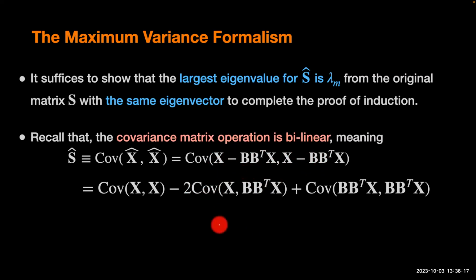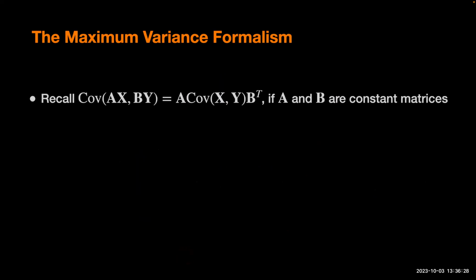So let's simplify these things a little bit. First term we already know. This is just S. Let's talk about the last term, right? Let's start with the hard one first. So the last term here, we use another fact that because the covariance is bilinear, I can pull out any constant matrices from both sides. So the covariance of AX and BY is just A covariance XY times B transpose.